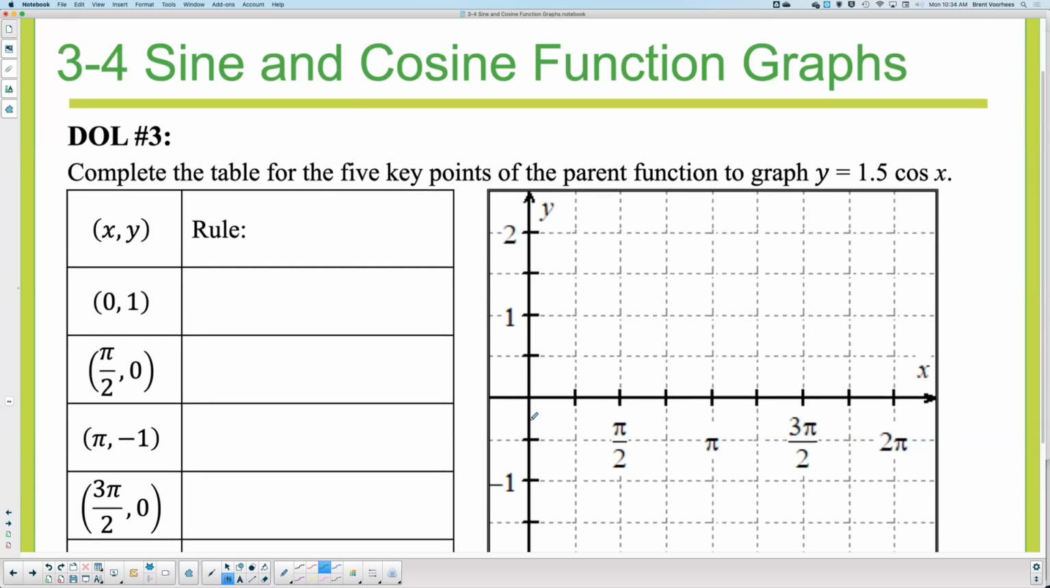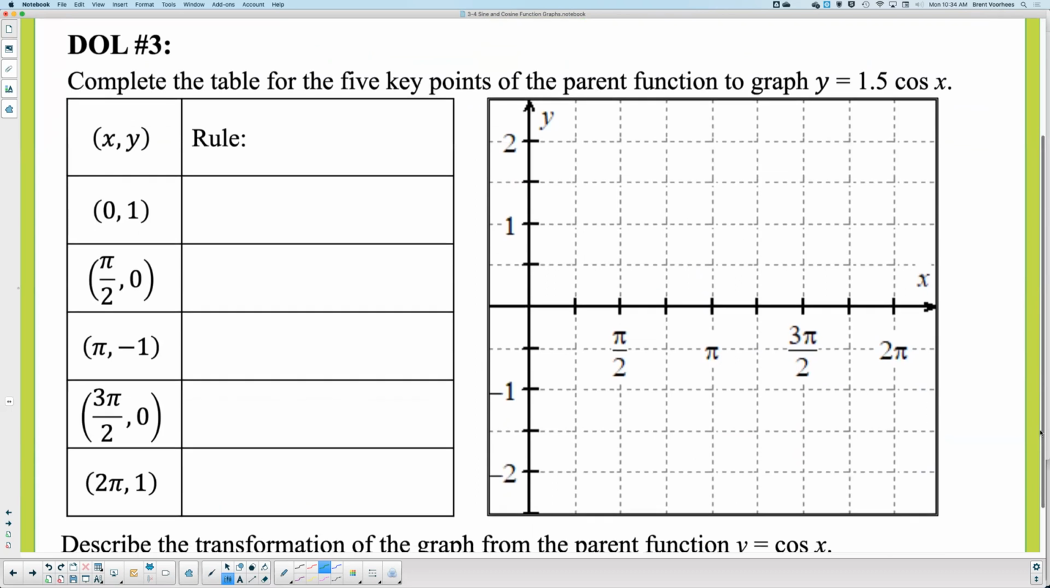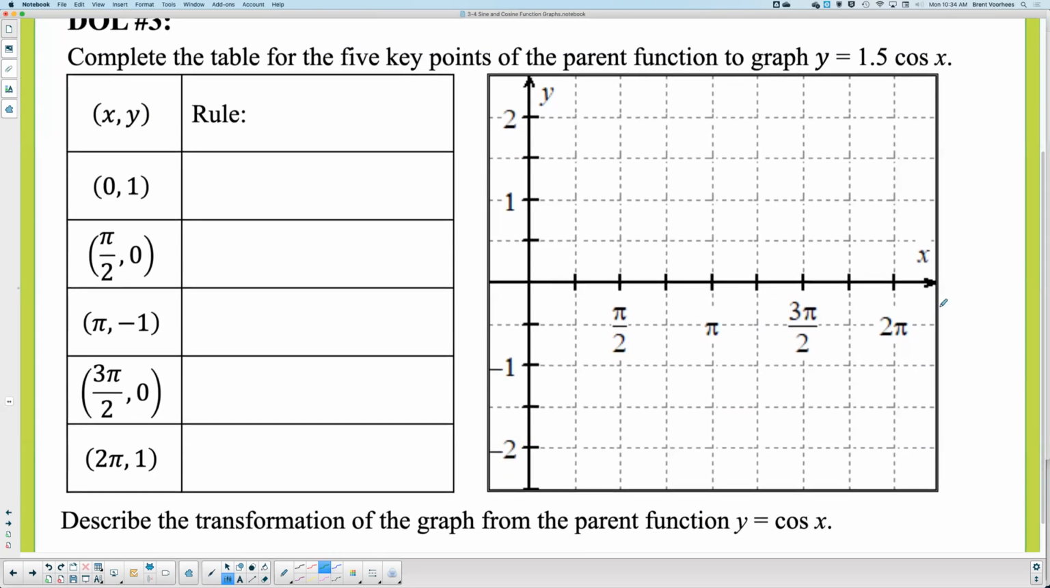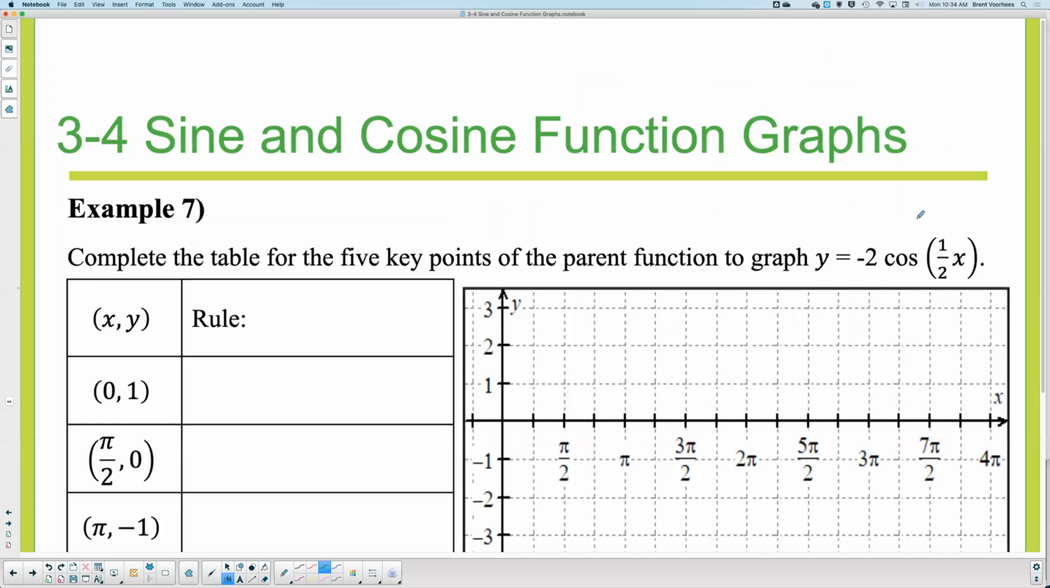Let's jump to some transformations here. If you were going to do a rule here, what would you need to do? That 1.5. What do you think happens? That's on the y. You multiply your y's. That's right. I'll go ahead and pause it here. All right, picking back up. Example 7.